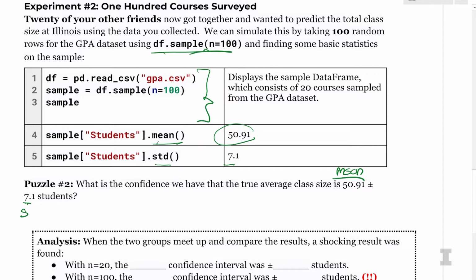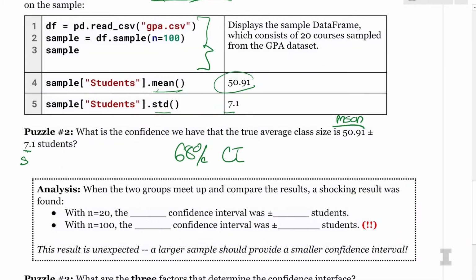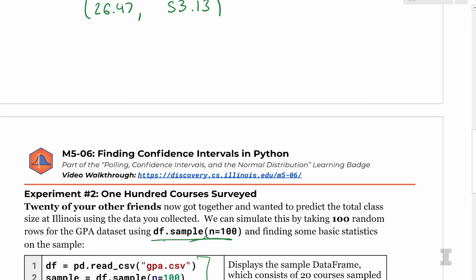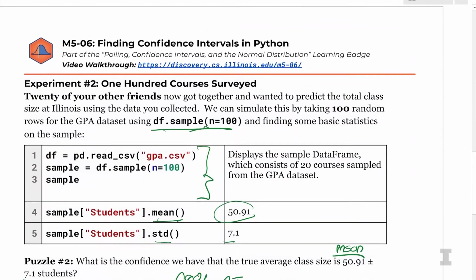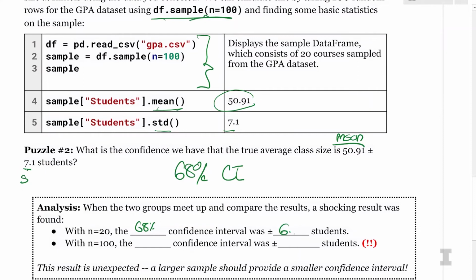So we're basically taking our sample average and adding and subtracting one standard error. When the z-score is 1, the confidence interval is 68%. So here's our 68% confidence interval. With n equals 20, our 68% confidence interval up there was 6.76 students. But with 100 samples, our 68% confidence interval actually increased to 7.1 students.